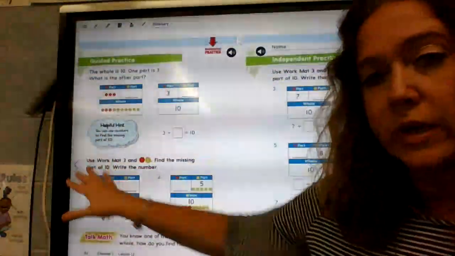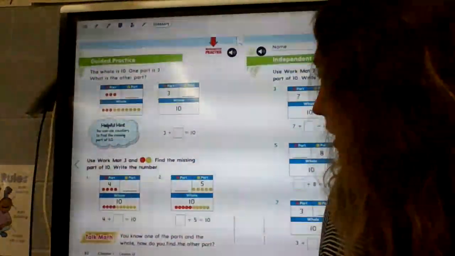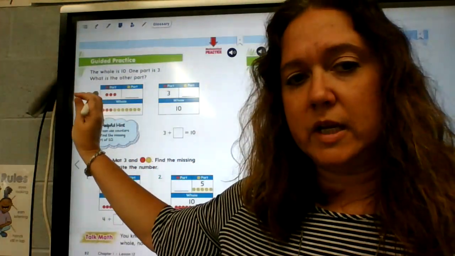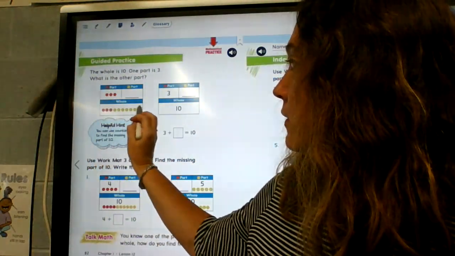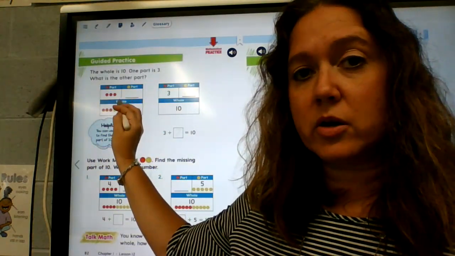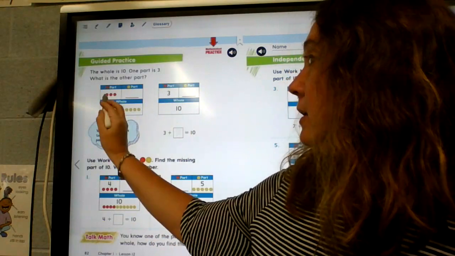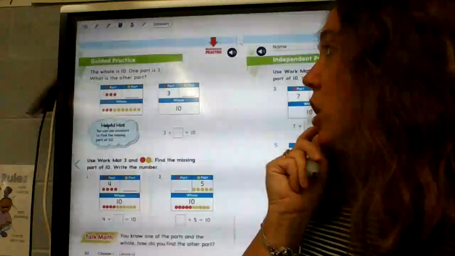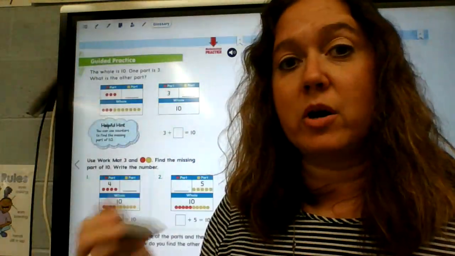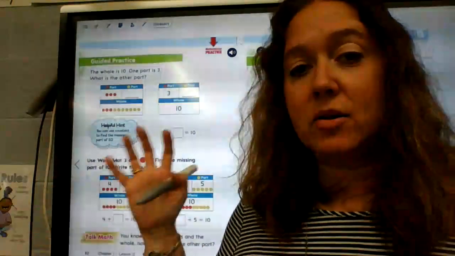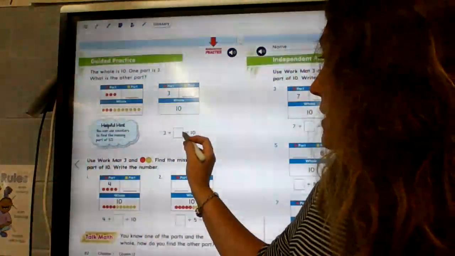Okay, turn the page. Now we are here on this side. This is kind of like what they were showing you in the video. The whole thing is 10, so they are showing the counters here, and it has the number 10. We know part of it is 3. We need to know what the other part is. 3 plus what makes 10 all together? 3 plus blank equals 10.